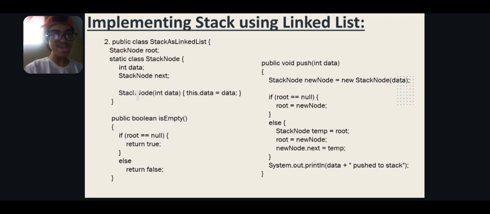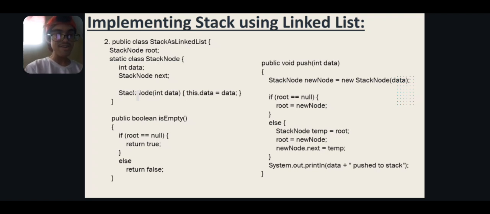Making it static means it is associated with the StackAsLinkedList class itself, not with any specific instance of the class. So int data declares an integer variable named data inside the StackNode class. This variable will store the actual value that the node holds. You can change int to any other data type, like String or double, if you want to store a different type of data in your stack.